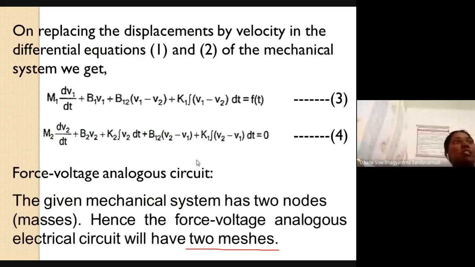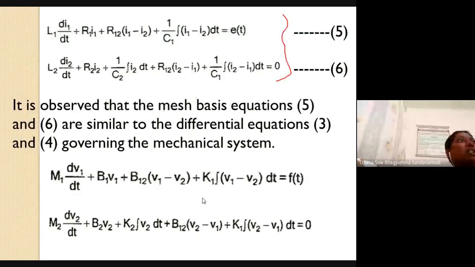This is equation number 3 and 4. Okay, so compare equations 5 and 6 with 3 and 4. L1 di1/dt, M1 dv1/dt, R1 I1, V1, R1 (I1 minus I2), V1 minus V2, 1/C integral of (I1 minus I2), K1 integral of (V1 minus V2) is equal to some f of t. This is E of t.